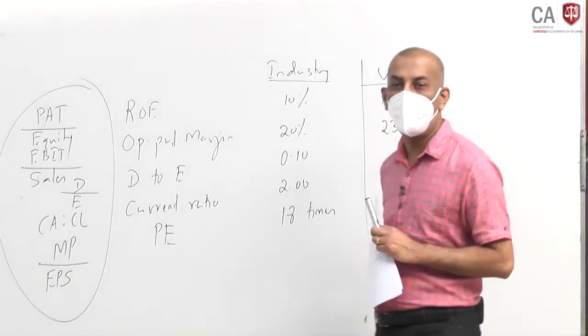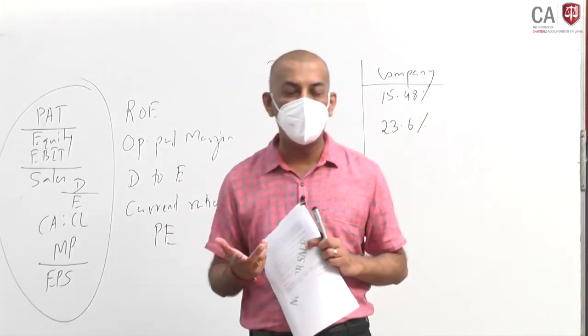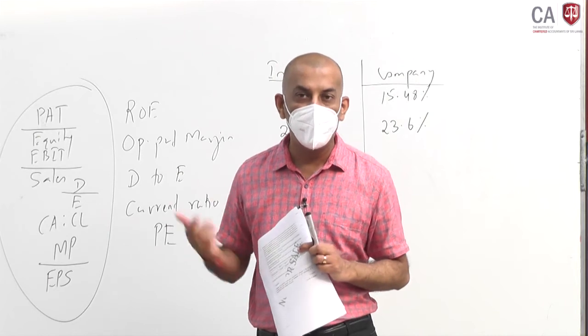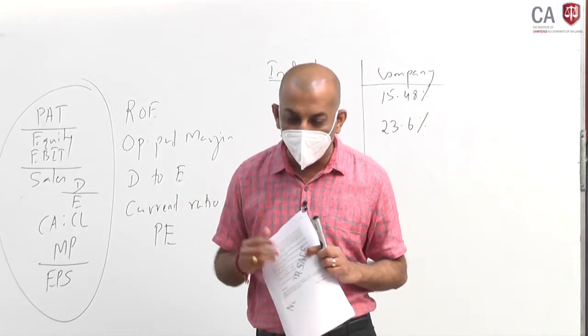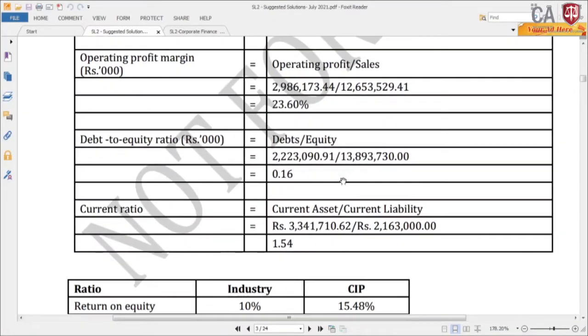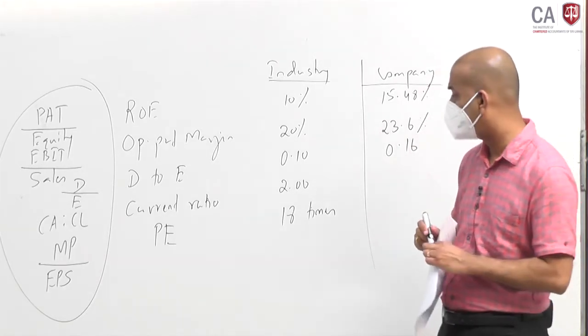Then we have the debt equity ratio. For the debt equity ratio, we already got the debt amount in the balance sheet, 2.2 billion. Equity we have already got for the return on equity calculation, 13.8 billion. So you can see the suggested answer, debt divided by equity, 0.16. So that's your debt equity ratio.